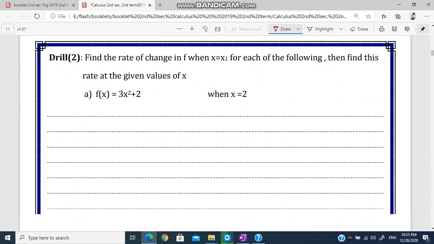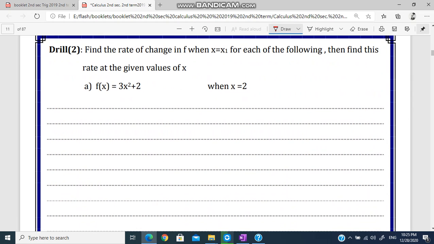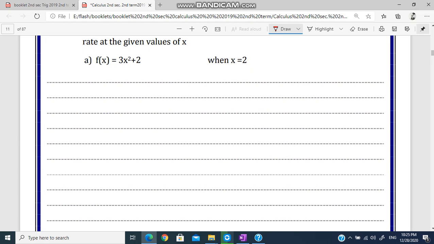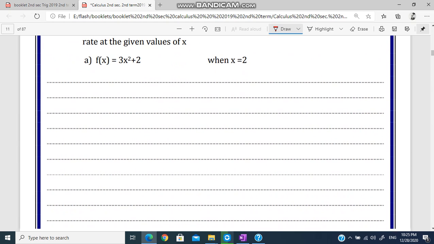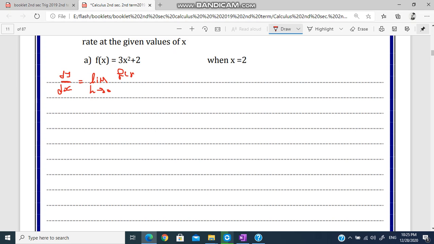The next example: find the rate of change of the function when x equals x1 for each of the following, then find the rate of change at the given values of x. So the rate of change dy by dx equals the limit as h approaches 0 of f of x1 plus h minus f of x1 all over h.